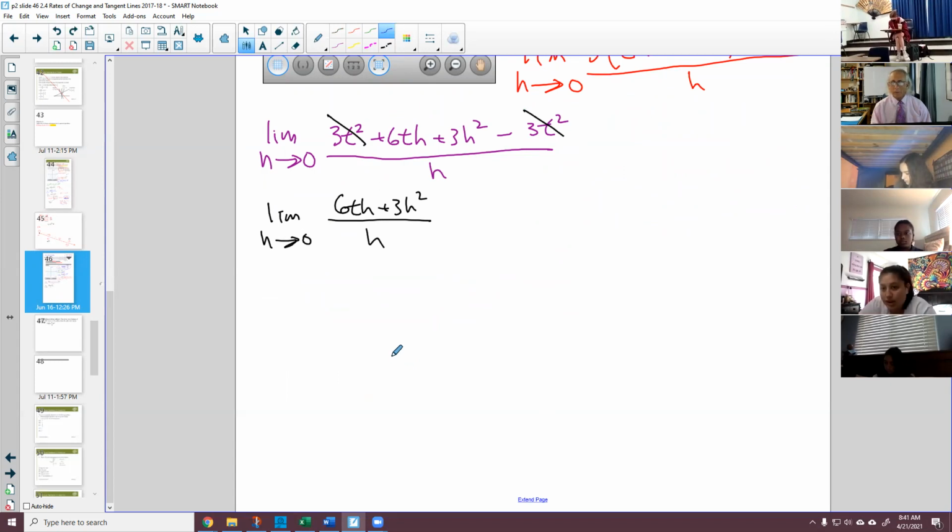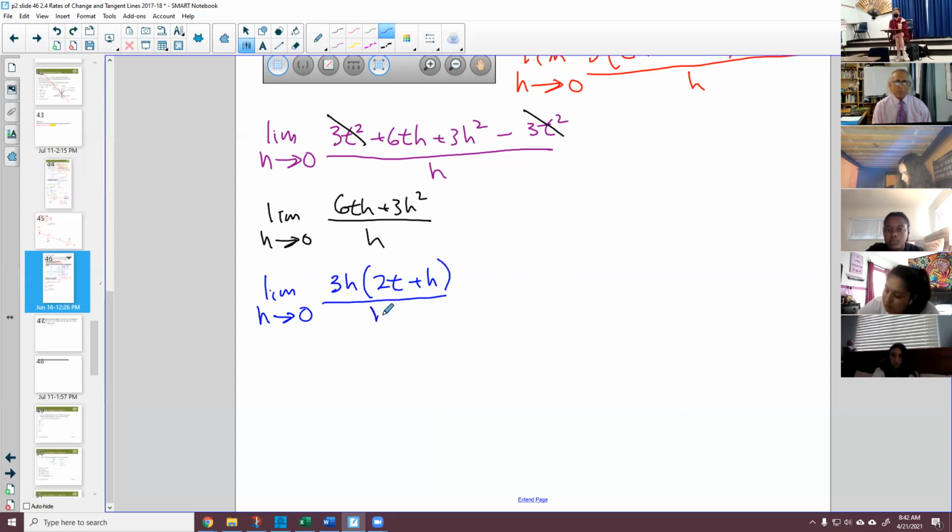Do we have to FOIL it? Nah, we don't want to FOIL it yet. We're still trying to get rid of this h in the denominator. There's something we can do though. Limit as h approaches 0. Okay, Mia, what can I do? You factor out a 3h. Okay, let's factor out a 3h from the top here. 3h, and that leaves me with 2t plus h, right? Over h. Everybody see what we did?